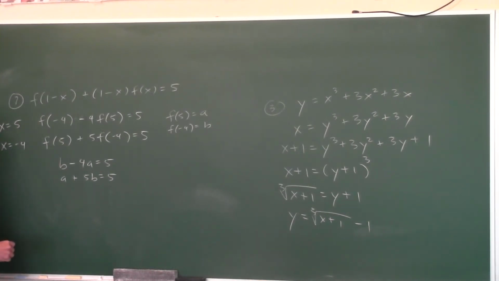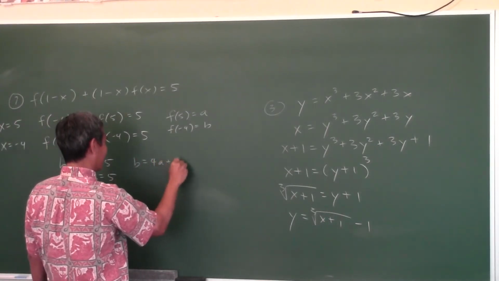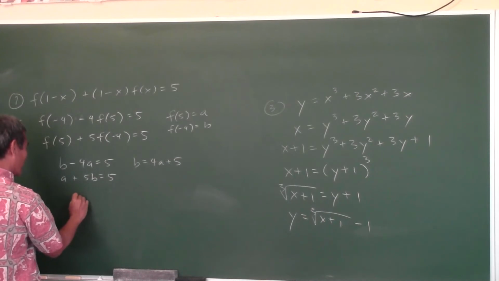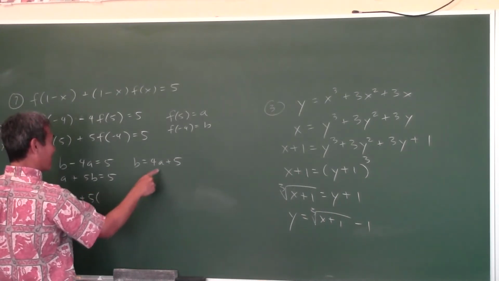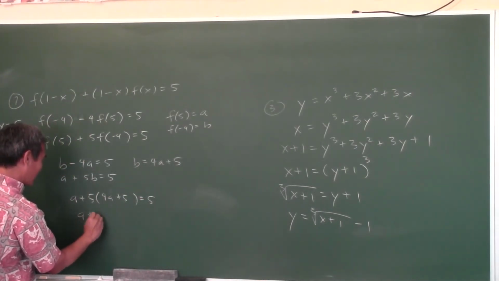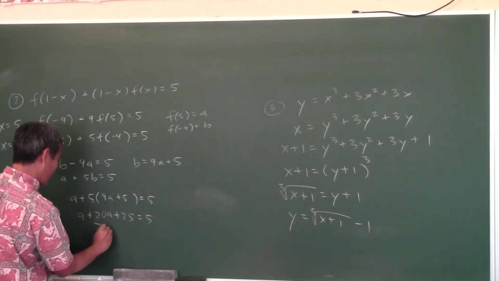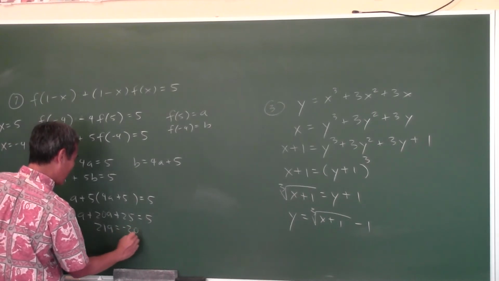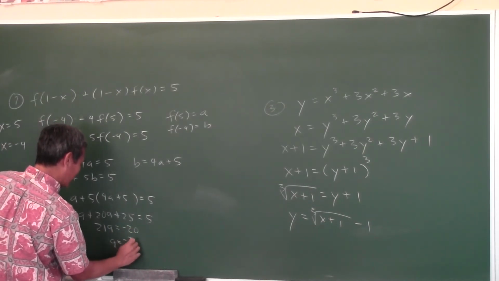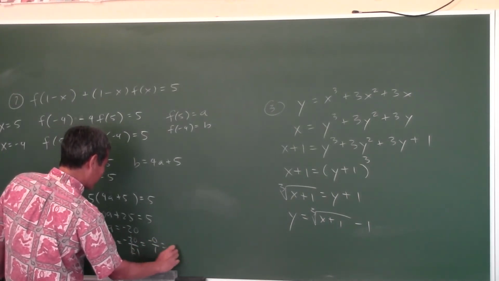Solve for b in one equation and plug it into the other. Or you can do addition, subtraction, whatever. This is algebra 1 now. So if I were me, I would solve for b in the first equation. So b equals 4a plus 5. Take that and plug it into the second equation. And so you get a plus 5b, but b is equal to 4a plus 5, equals 5. So a plus 20a plus 25 equals 5. So 21a equals negative 20. a equals negative 20 over 21.